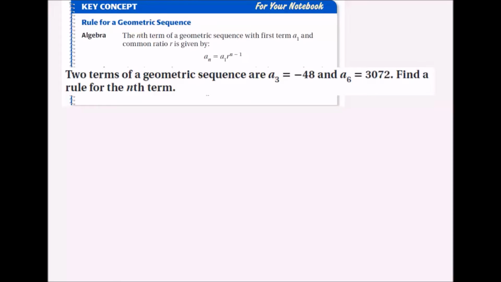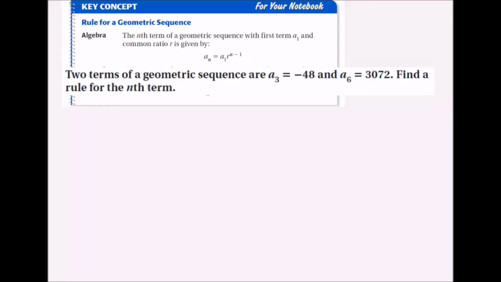Okay, continuing with 12.3, I split these up because I want to spend more time on this section. We're still talking about geometric sequences: a sub n equals a sub 1 times r to the n minus 1. There's a question that says two terms of a sequence are a sub 3 equal to negative 48, and a sub 6 equal to 3072. So the third term is negative 48, and the sixth term is 3072.